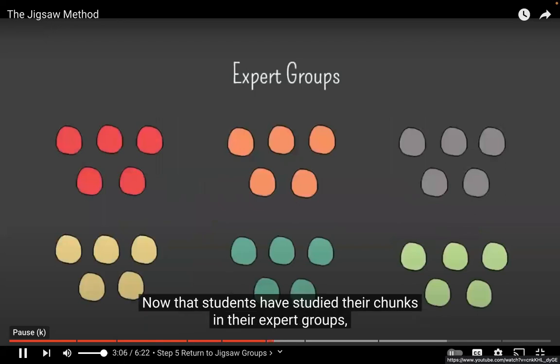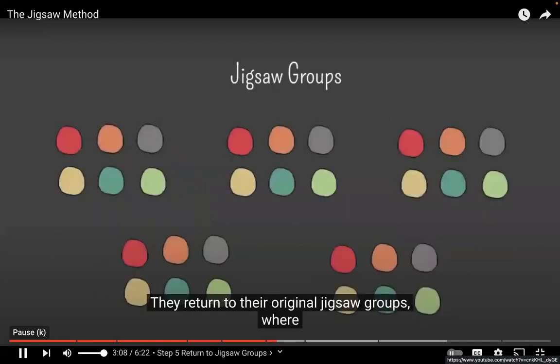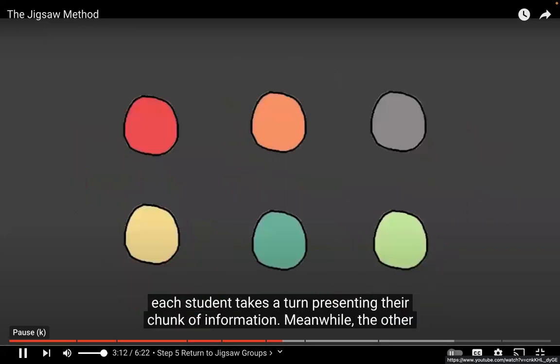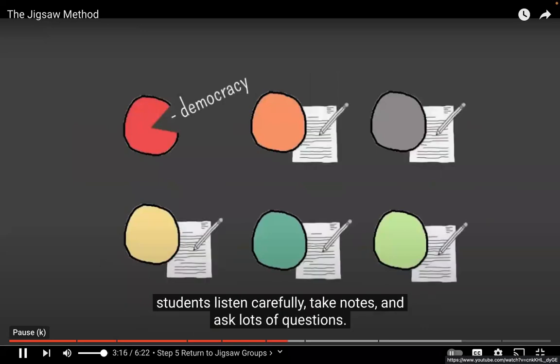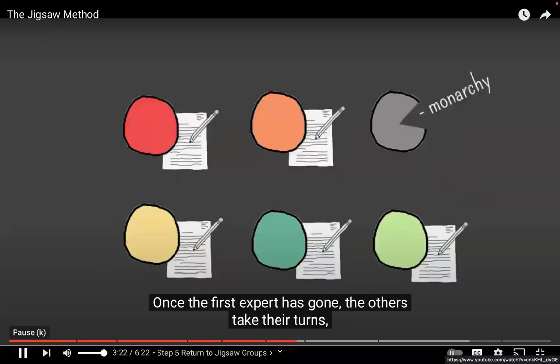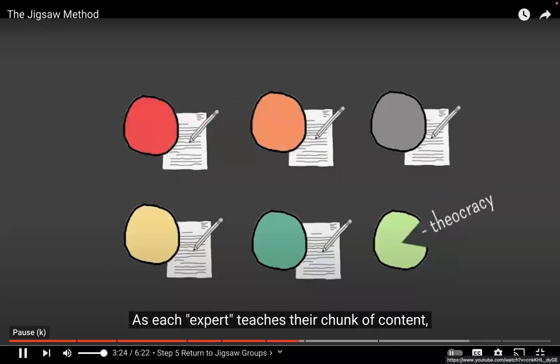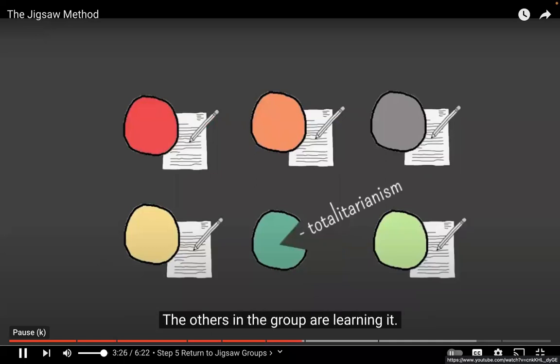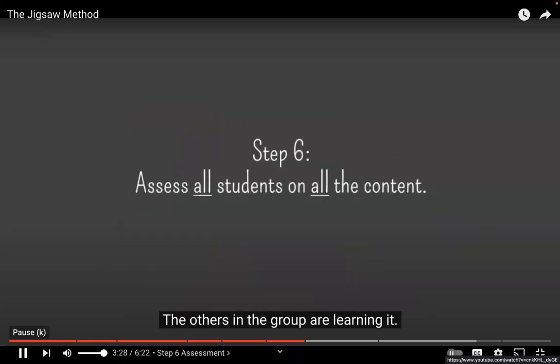Now that students have studied their chunks in their expert groups, they return to their original Jigsaw groups, where each student takes a turn presenting their chunk of information. Meanwhile, the other students listen carefully, take notes, and ask lots of questions. Once the first expert has gone, the others take their turns. As each expert teaches their chunk of content, the others in the group are learning it. Step 6, assess all students on all the content.